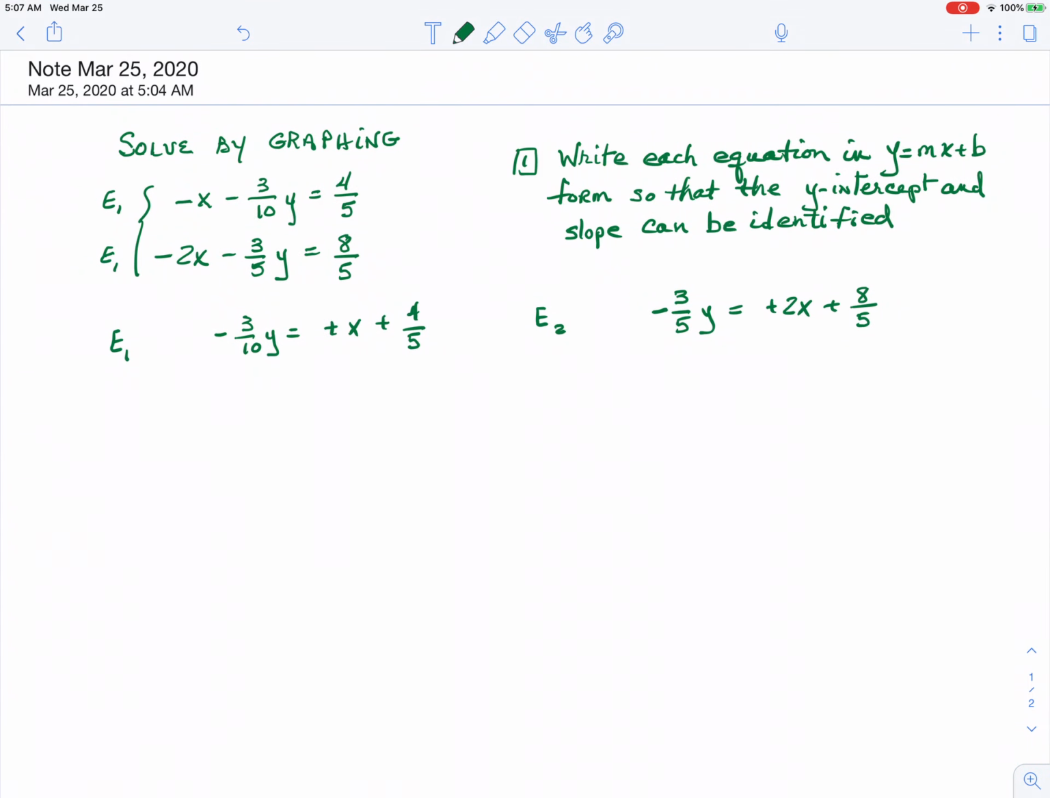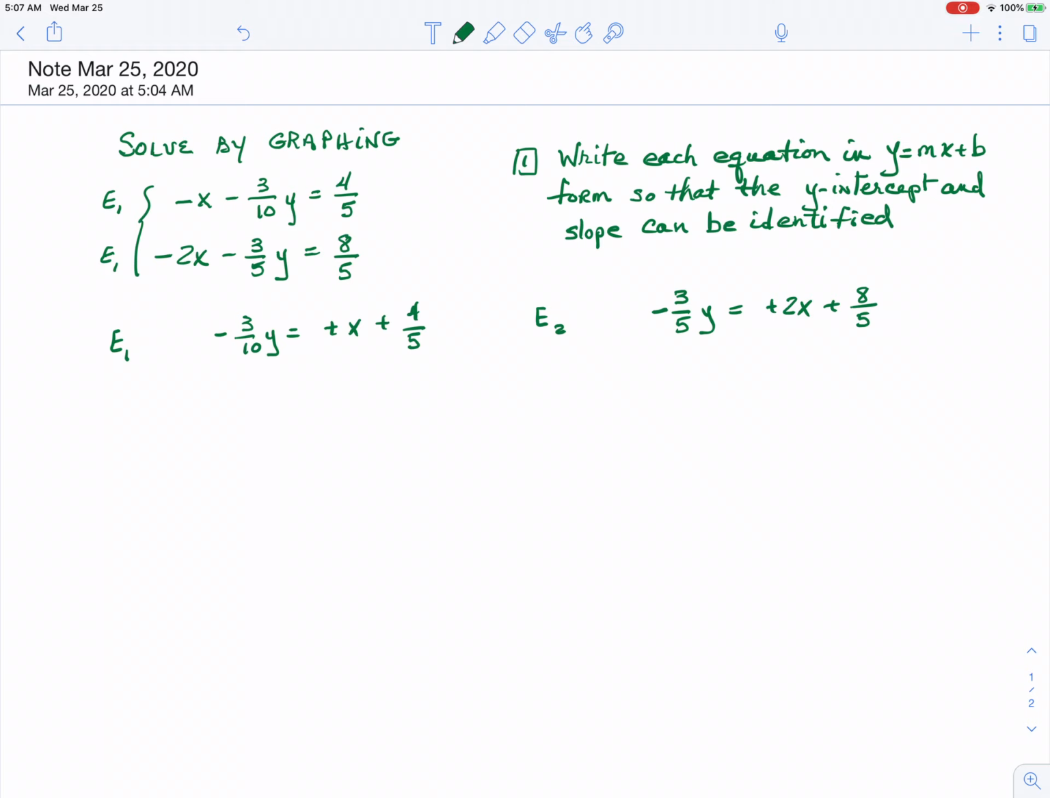This is a system to be solved by graphing that one of my students sent to me. You can see it's a fairly complicated system because it's got all these fractions in it. The first thing you want to do is take each equation and put it into slope-intercept form so you can identify the y-intercept, and also you'll be able to identify the slope.